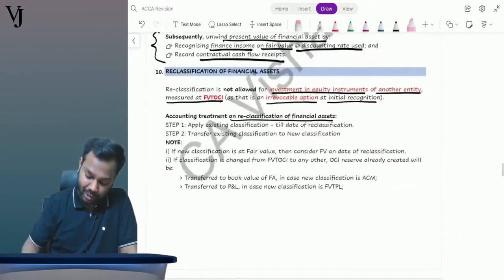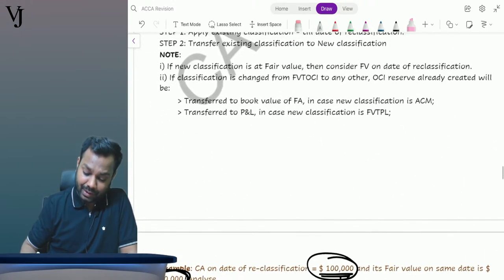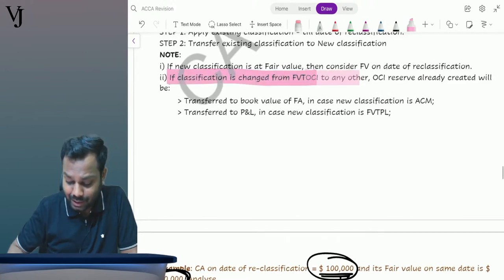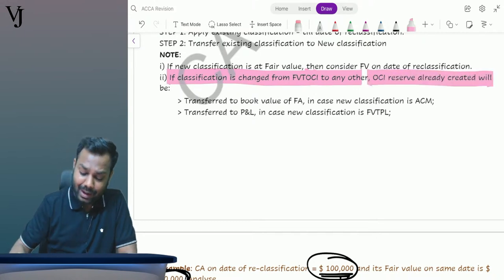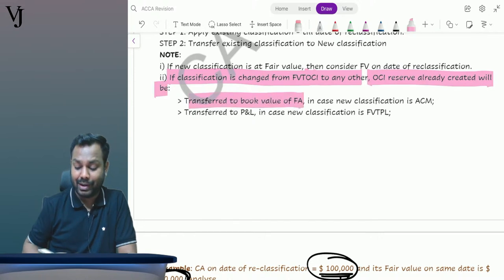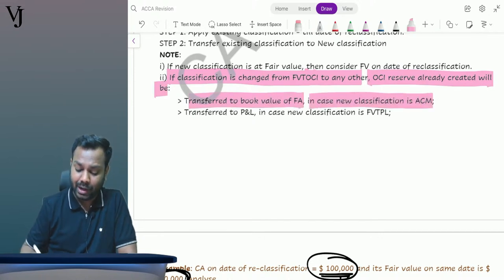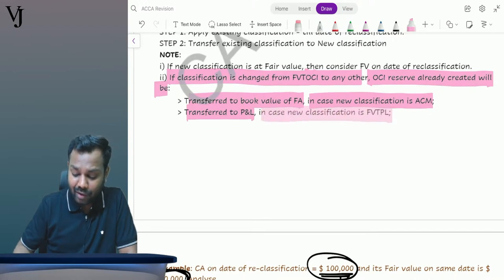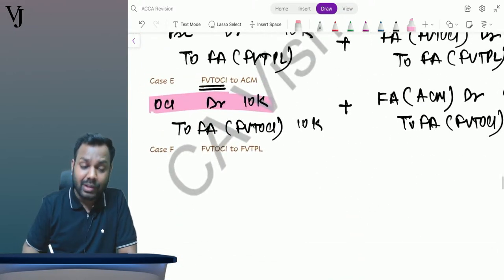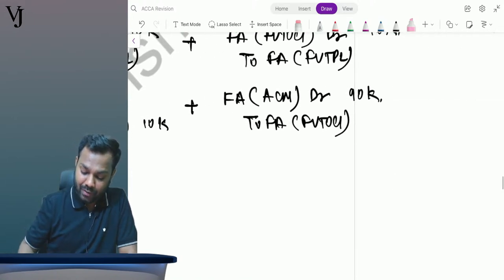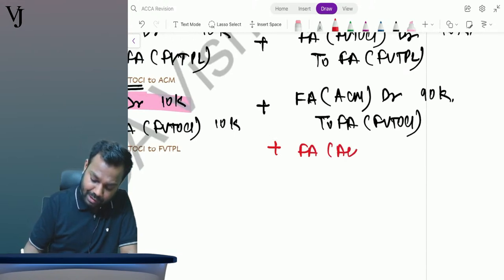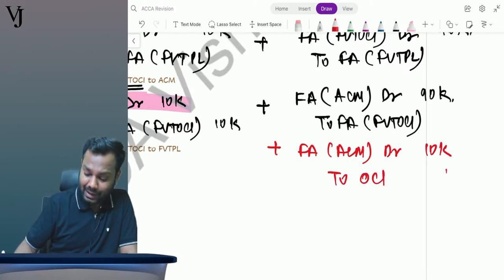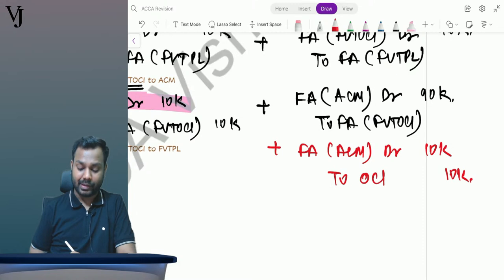Now see the rule says that if the classification is changed from OCI to any other, OCI reserve already created should be transferred to the book value of financial assets in case the new classification is amortized cost method, and transferred to P&L in case the new classification is FVT P&L. So I will transfer this OCI to amortized cost method. So I will pass one more entry here, that is FA at amortized cost method account debit 10K to OCI 10K. This is the additional entry that I'll pass here.